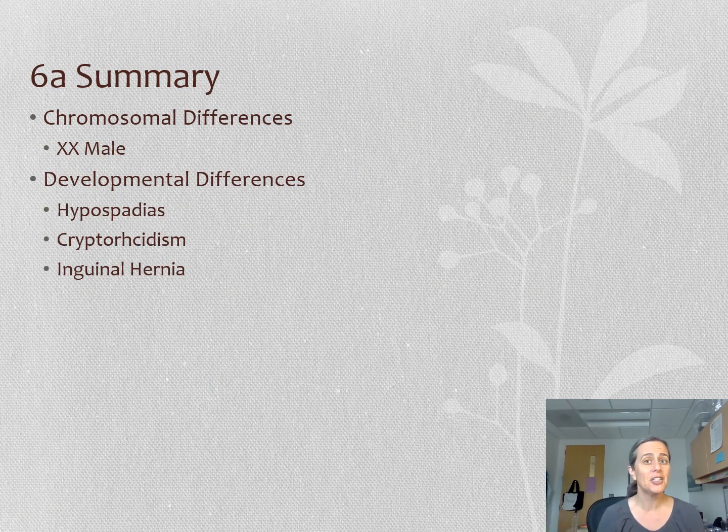All right, so this is a quick one. So we talked about chromosomal abnormalities, specifically the XX male, and then some developmental conditions: hypospadias, where the urethra opens on the underside of the penis; cryptorchidism, or undescended testicle; and then inguinal hernia, where sometimes intestines or other things from the abdominal cavity can leak or hang down, protrude down into the scrotum. All right.